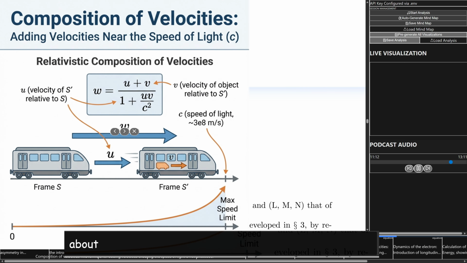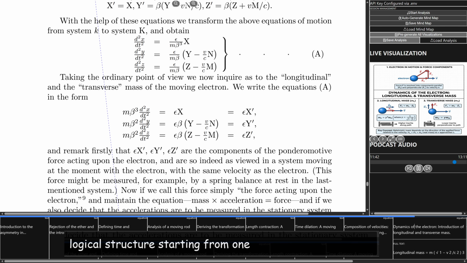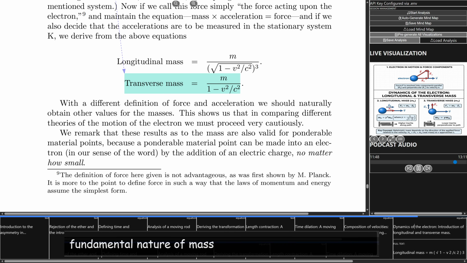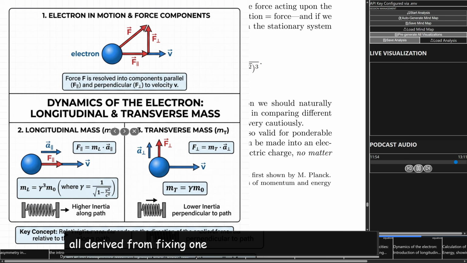And the amazing thing about the paper is that he didn't leave it as pure theory. He gave experimentalists things to go out and measure. Like what? He derived a precise prediction. If you shoot an electron through electric and magnetic fields, the ratio of how much it's deflected by the magnetic field versus the electric field gives you a direct measurement of its velocity. The ratio is just v/c. So he was saying, here's my theory, and here's exactly how you can go test it. That's the beauty of it. It's a completely self-contained logical structure, starting from one small puzzle about magnets and ending with testable predictions about the fundamental nature of mass, energy, space, and time. It's just staggering. The entire framework of modern physics, all derived from fixing one little asymmetry.